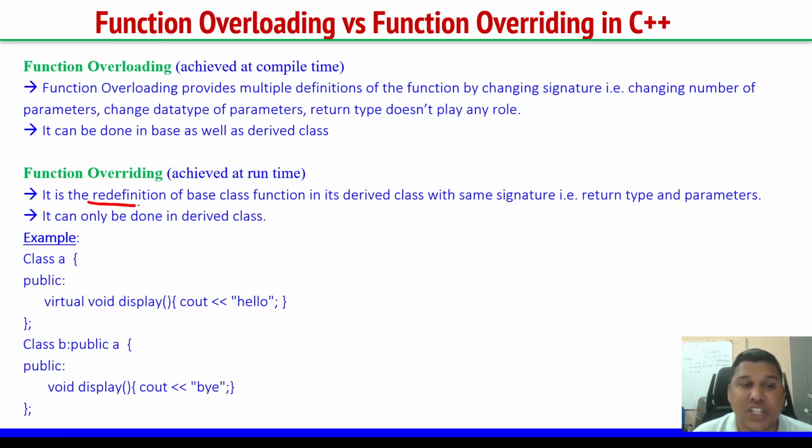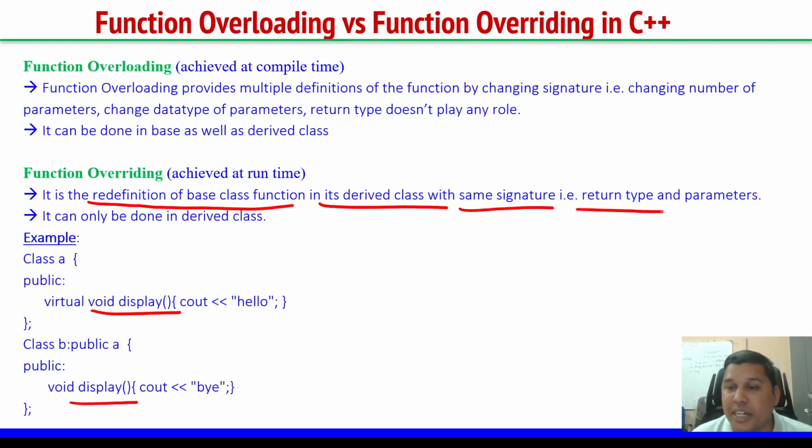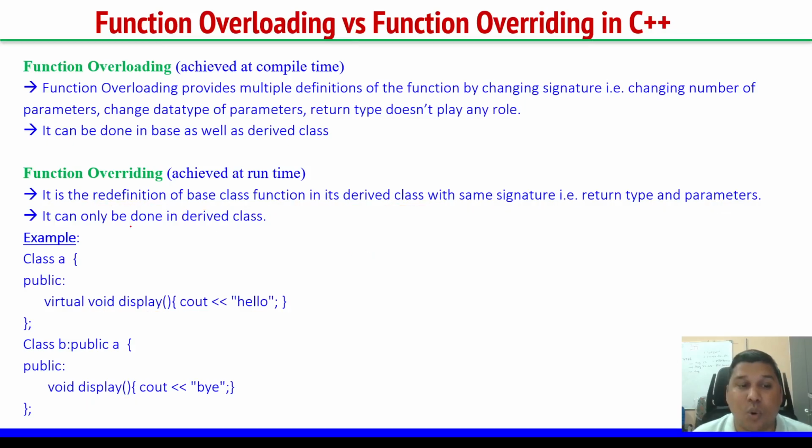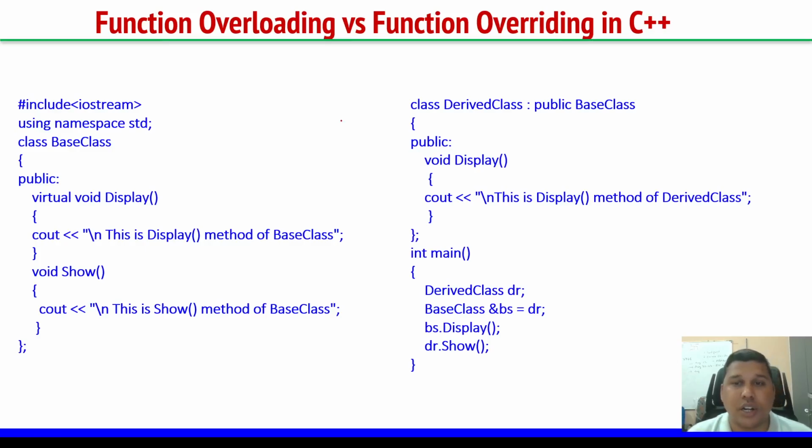It is the redefinition of a base class function in its derived class, with the same signature, meaning the same return type and the same parameters. This can be done only in a derived class. Okay, this is about function overriding and overloading. See here, just an example of overloading and overriding.